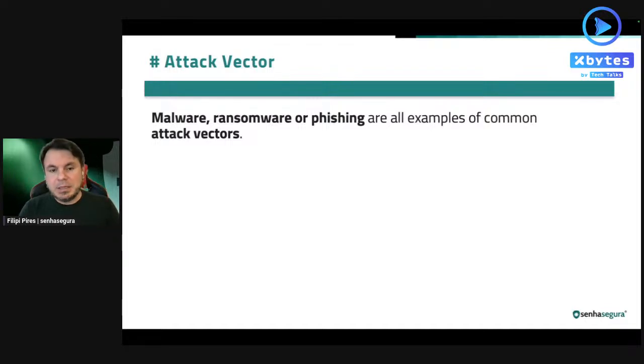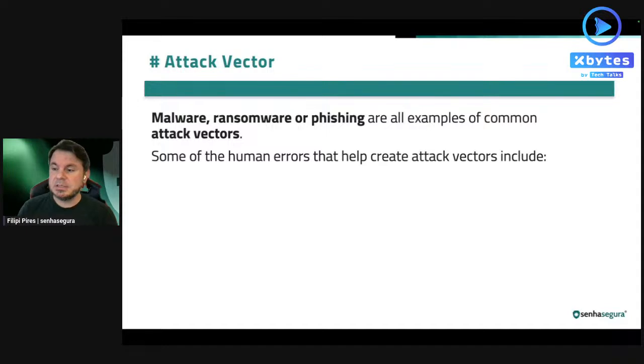And when they click something, in fact, they affect their environment. Okay, it's a common example of the attack vector. Usually this is easier to understand, what exactly an attack vector is, but there is another kind of attack vector. One of these is focused on human error.